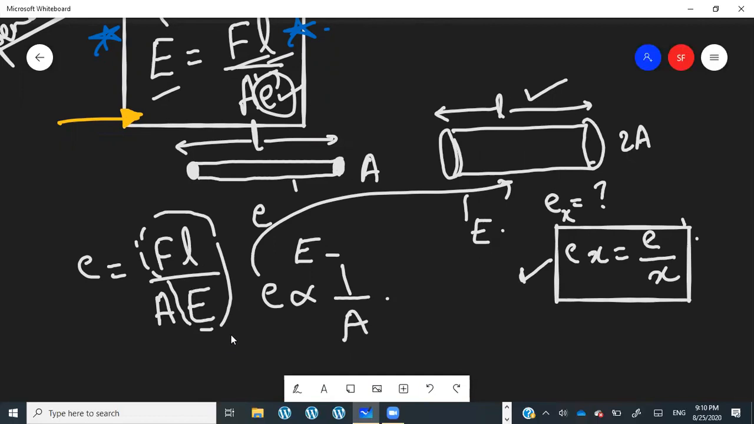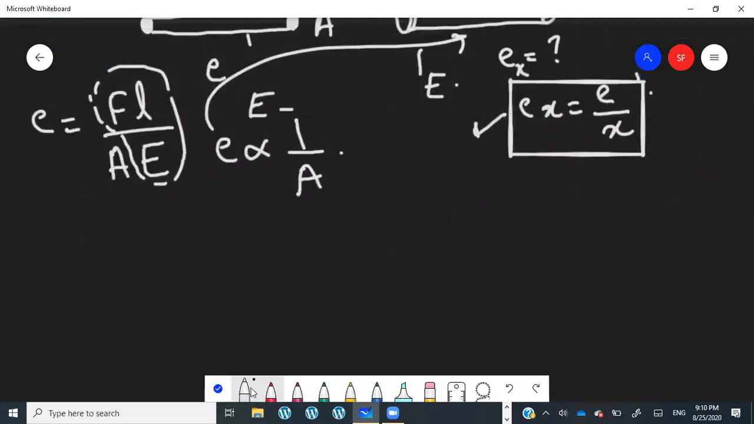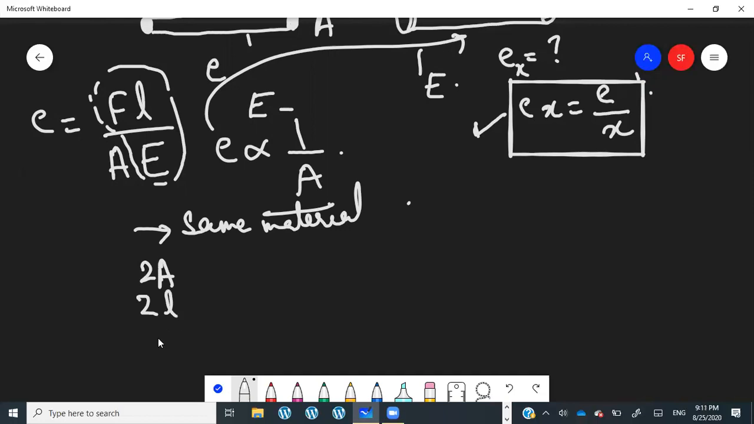Right. Now, okay, let me trick you. Let's say I have two wires and they're made up of the same material. The first one has a cross-sectional area of, let's say, 2A. It has a length of, let's say, 2L. It has a force of F. The area, length and force are given to you. What's going to be the extension of this wire if the second one has an area of A, length L, force F, and an extension of E?